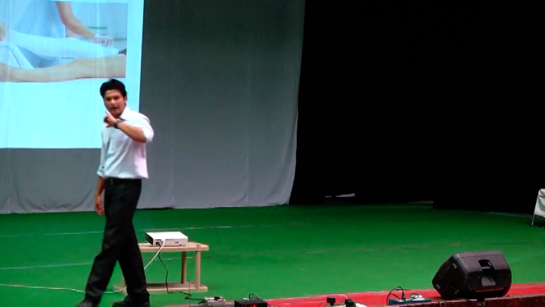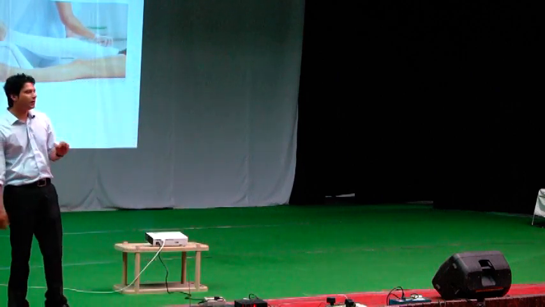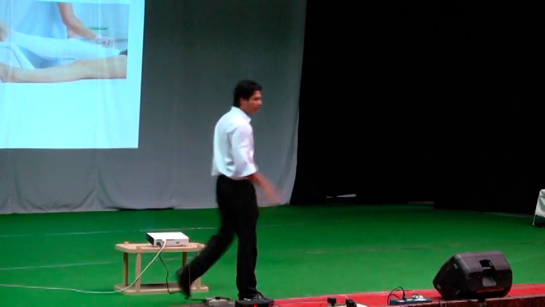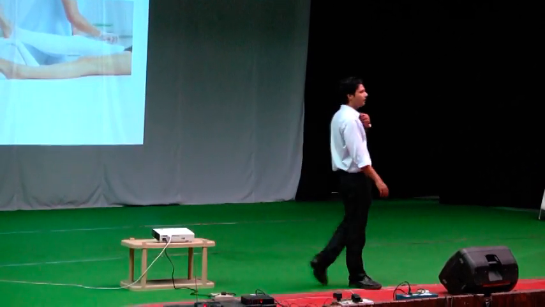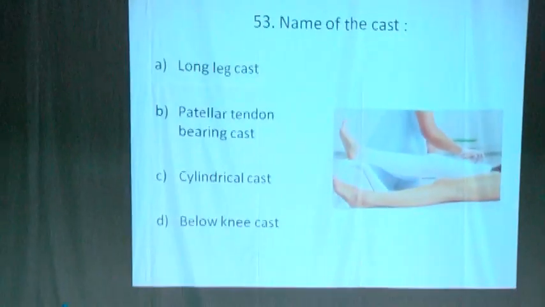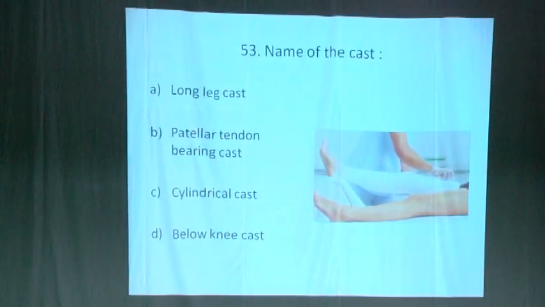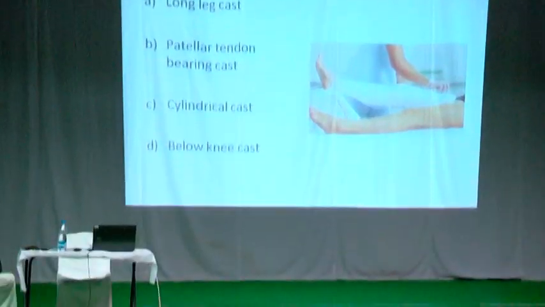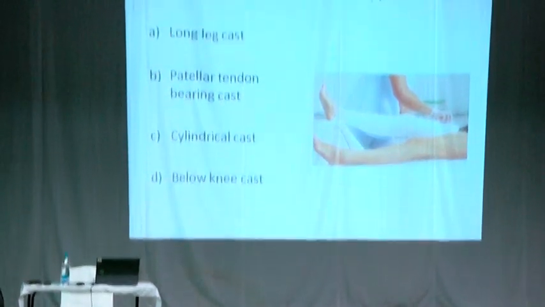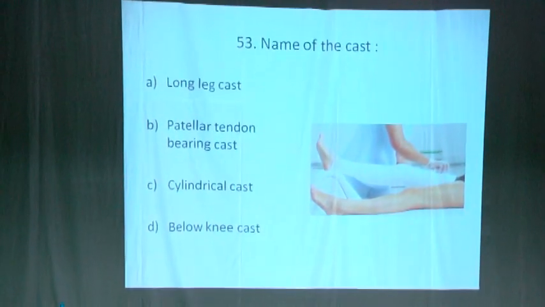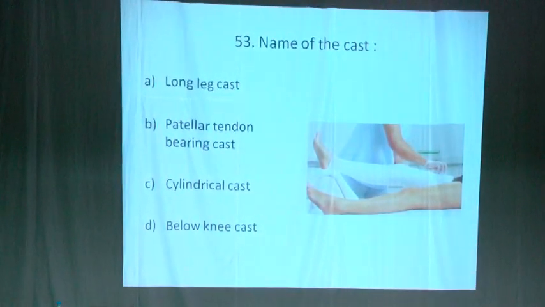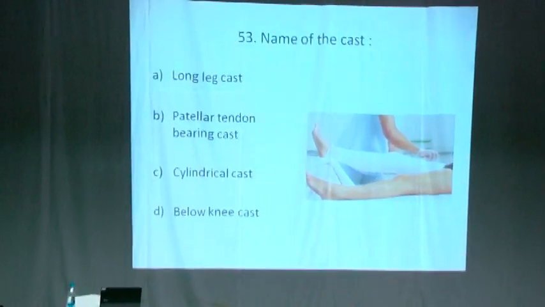One, the knee has to be extended. Second, it goes up to the level of the ankle, above the level of the medial malleolus. It is usually said the cast should be applied 5 centimeters above the medial malleolus. Clear? Now, what is the indication for application of a cylindrical cast? Undisplaced fracture of the patella.